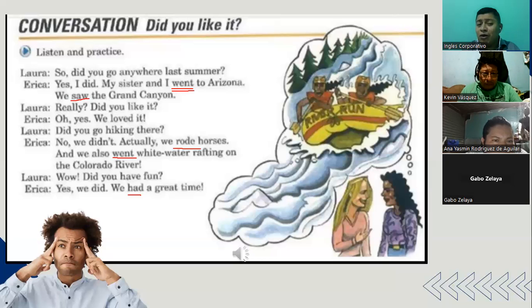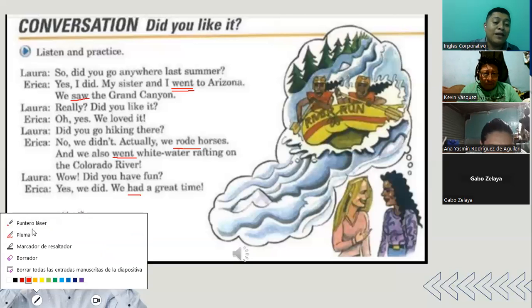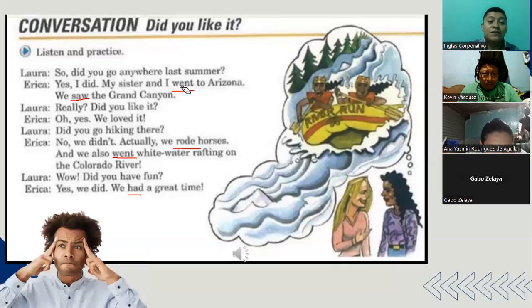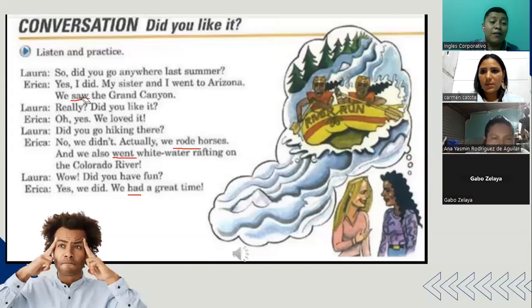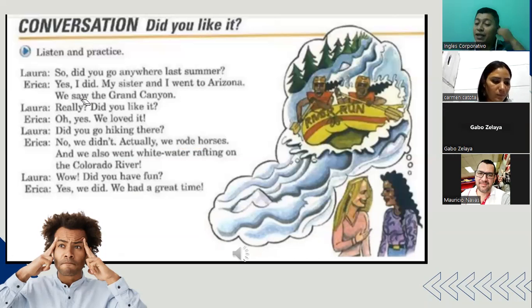New vocabulary in this part? No, okay, I need you to practice. Who wants to practice in this small conversation? Me, teacher. Thank you, Carmen. I have Carmen. And anybody? Who wants? Any other volunteer? Me, teacher. Oh, thank you, Gabriel. So, Carmen, you are going to read Laura's part, and Gabriel, you're going to read Erica's sentences. Let's start, please. Okay.